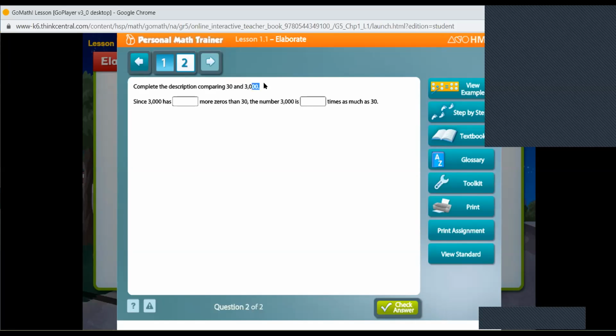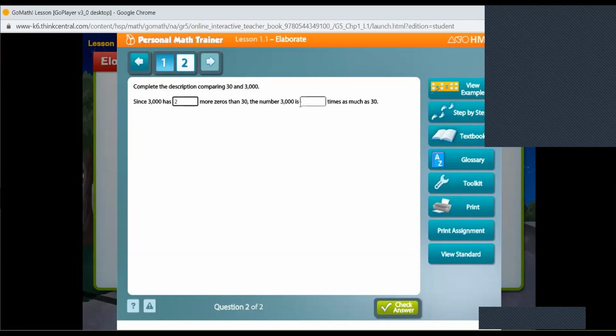Amal, can you answer me? Amal? I think she's not there. Feroz, can you answer me? Tell me, how many more zeros do you see in 3,000 compared to 30? 2 more. Very good. 3,000 has 2 more zeros than 30.